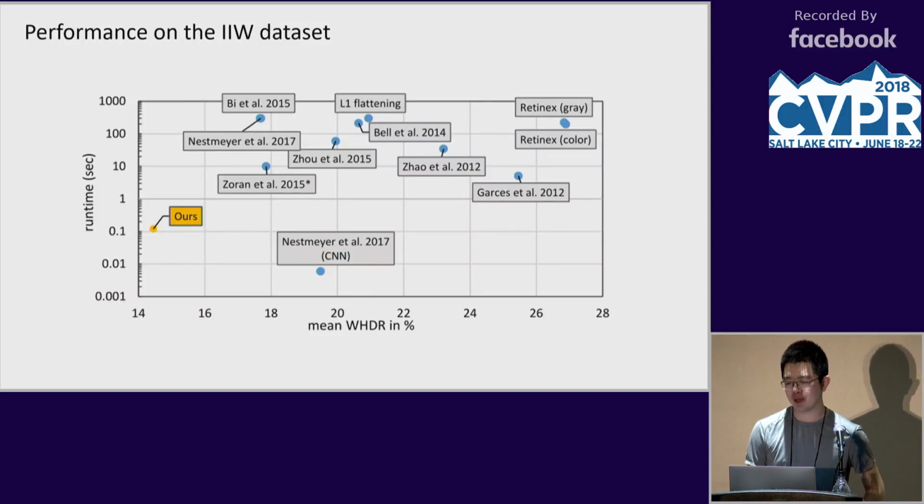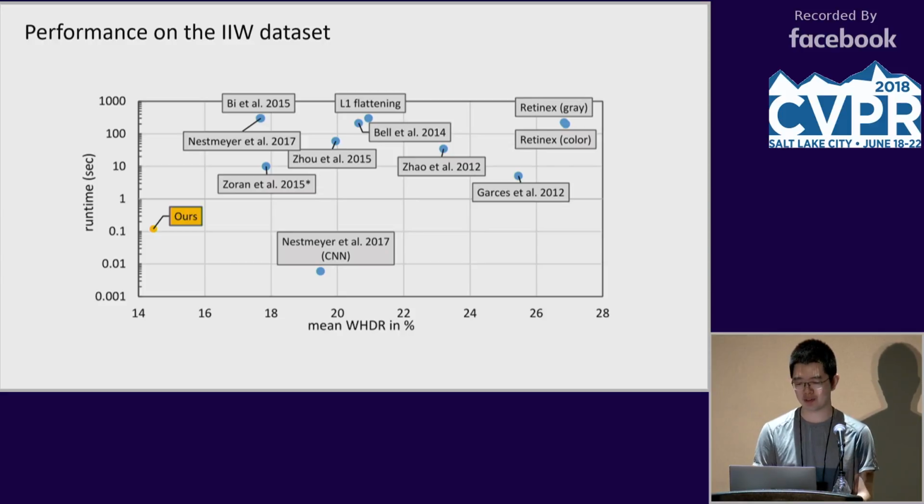Now we present both numerical and visual results on the aforementioned benchmarks. This figure displays runtime comparisons plotted against the WHDR performance metric across a wide array of competing methods. Our full pipeline achieves the best numerical performance, which is significantly better than the second best one. While obtaining the highest accuracy score, our system is still much faster than most others.